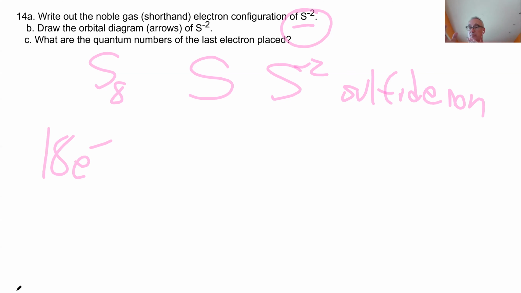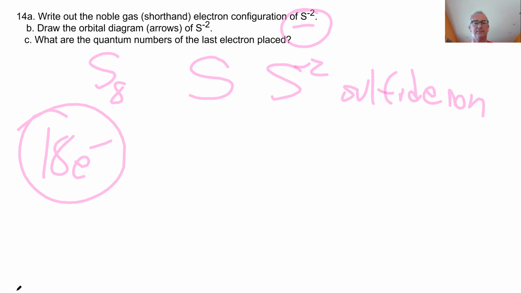That will throw you off on a test. If you give the orbital diagram or the electron configuration of sulfur, that's incorrect, because this isn't sulfur. It's sulfide ion, so it has 2 more electrons. So now we would give the electron configuration of sulfide. You have to have 18 electrons to get this one correct. So it's a bit of a trick question here. The noble gas shorthand would not be what you think.